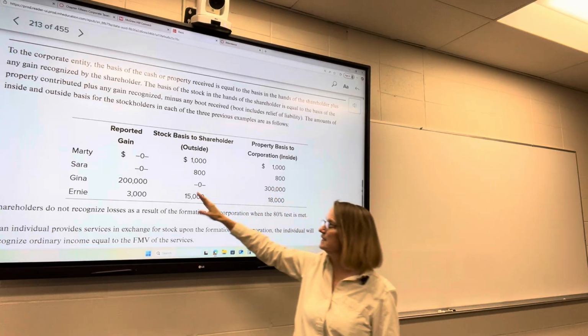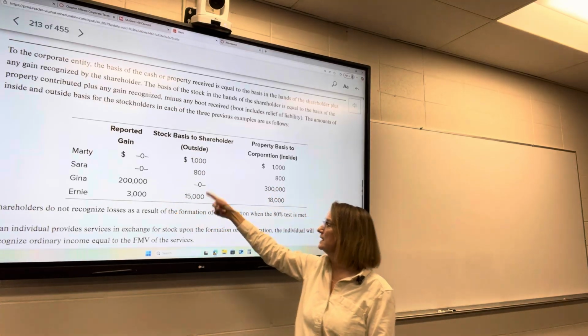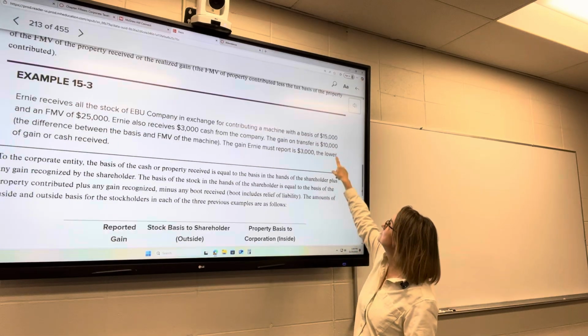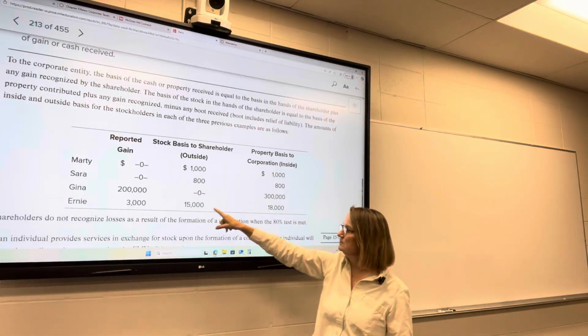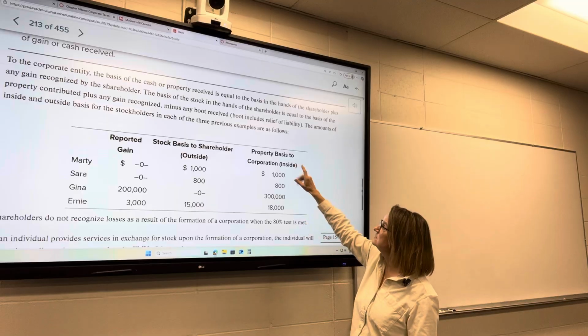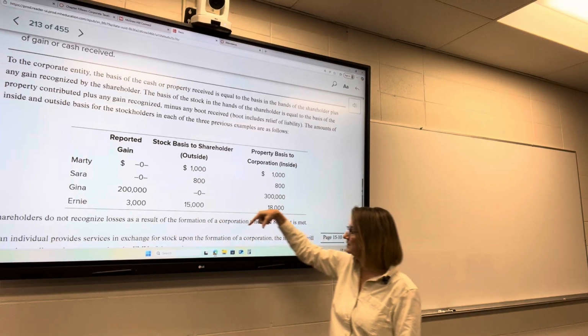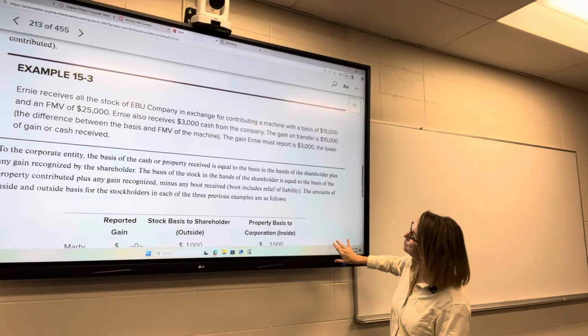And then we've got Ernie. He's got to report that $3,000 gain. His basis carries over. Remember, the basis here was $15,000, carries over to him, $15,000. The basis to the corporation is going to be the $15,000 plus the $3,000.